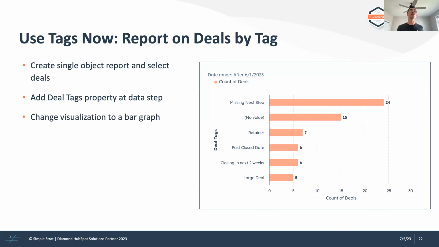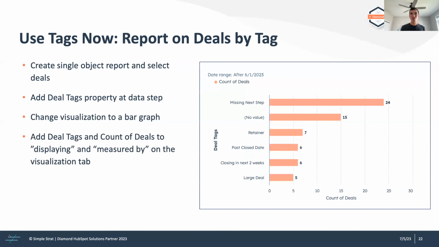And then you would change your visualization to a bar graph and add deal tags or ticket tags and count of deals to the displaying and measured by boxes in your visualization tab to get this report exactly. You could do revenue by tag or things like that. If you wanted to swap out count of deals with something else, you could do that to get different data. And then update your filters as desired.